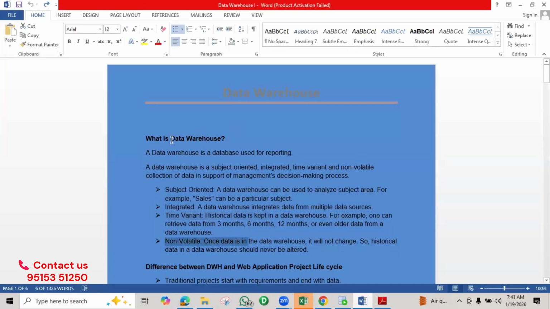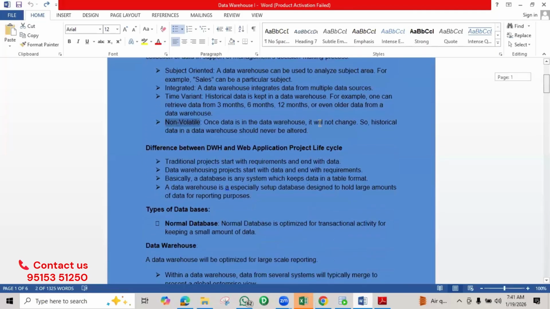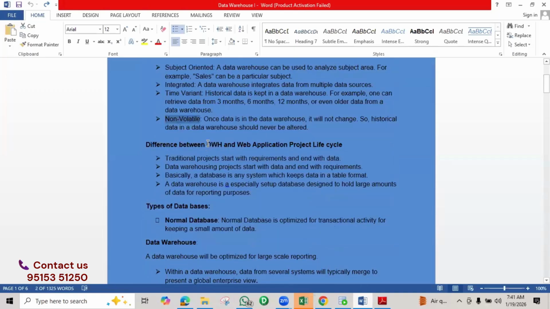So if in the interview they ask what is data warehouse, you have to say it is a subject oriented, integrated, time variant, and non-volatile collection of data. We had discussed this in depth and detail, and now we are just doing a light intro. This one also we had discussed in the last demo class.